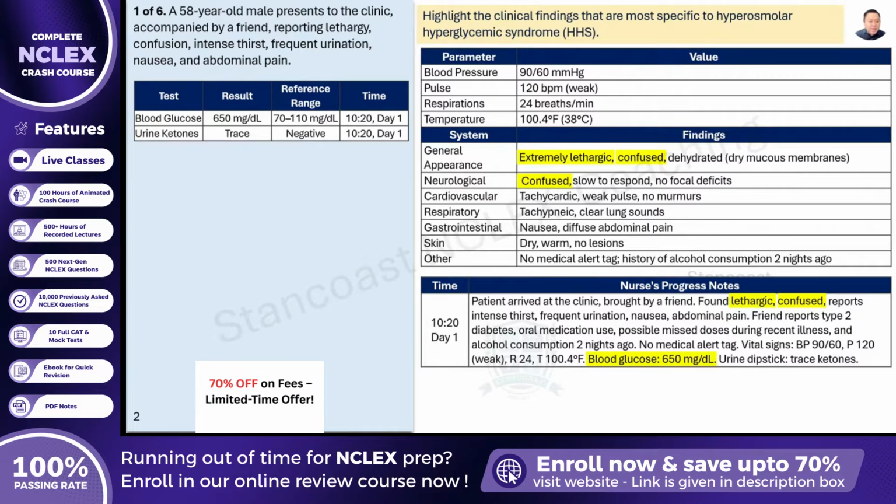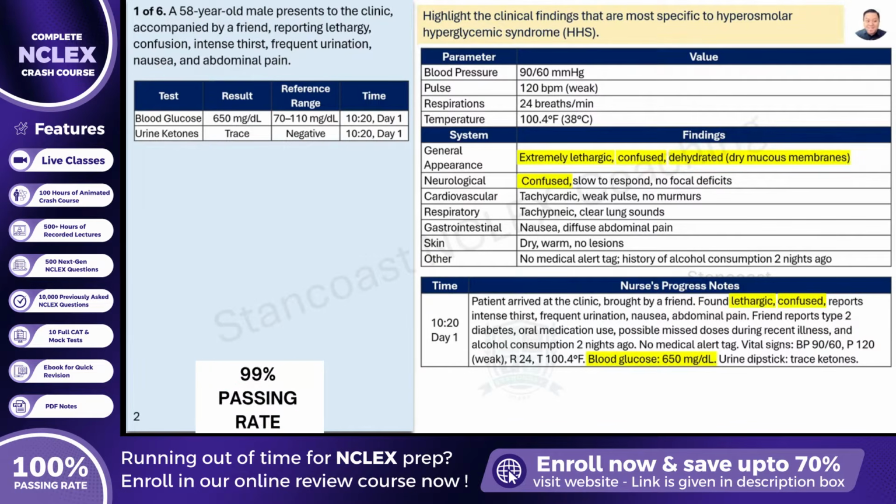Now, next is dehydrated or dry mucous membranes. This is a strong indicator of dehydration. And in HHS, this happens because high blood sugar causes the kidneys to dump glucose into the urine. So this is going to cause pooling water with it, and this is what we refer to as osmotic diuresis.